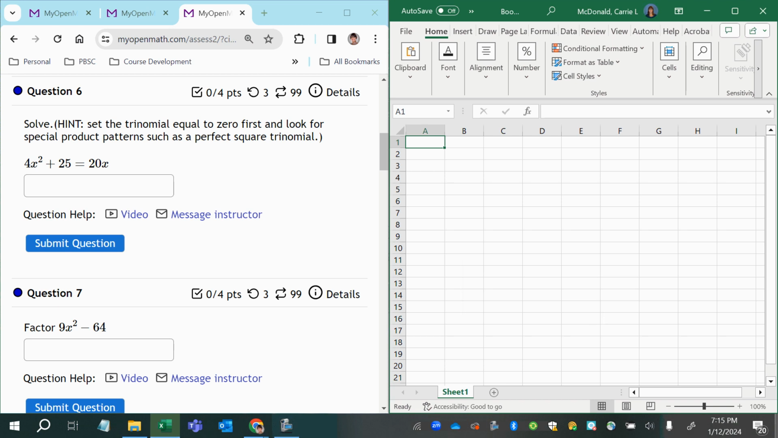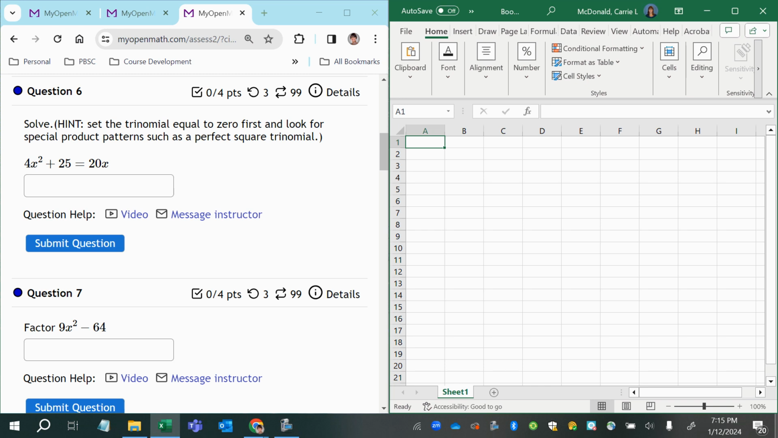All right, we are working on page 2 of GLA3, working with solving quadratic equations. Question 6 says solve, and the hint says set the trinomial equal to 0 first and look for a special product pattern, such as a perfect square trinomial.